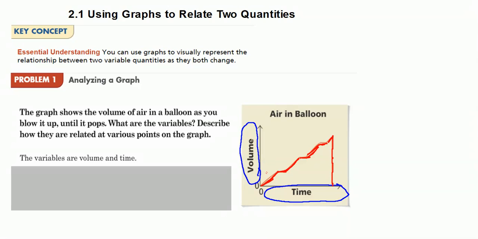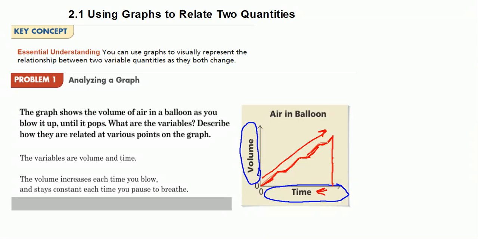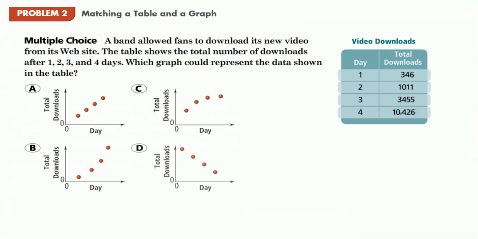So what you're noticing is an increase of the volume of that balloon until eventually it pops and there's no more volume, and that's an extension of time. As time goes by, that's what you're seeing occur in the balloon. If we describe the situation, we're going to say that the volume increases each time you blow and stays constant each time you pause to breathe. That's an example of how to describe and determine the variables of this graph.